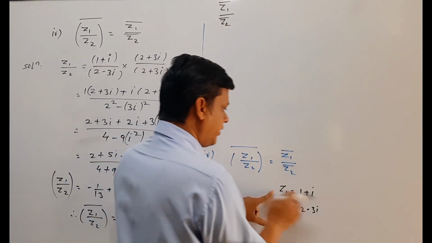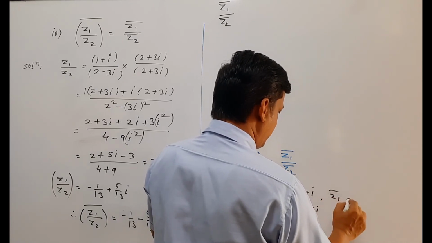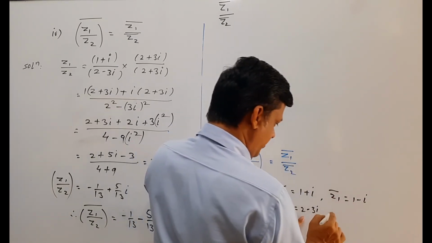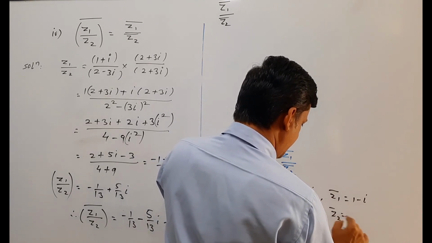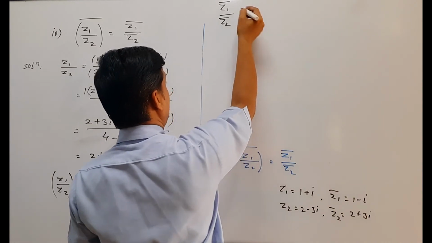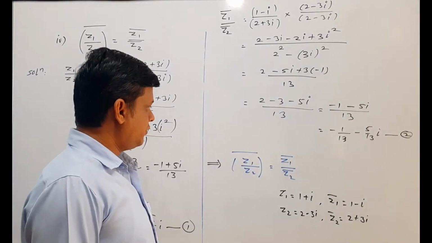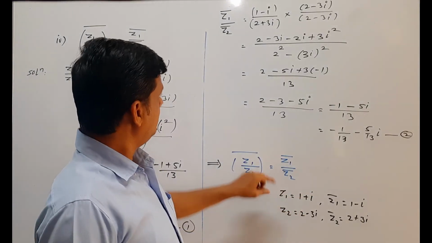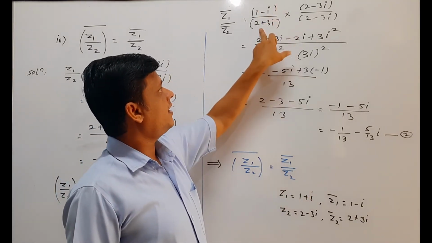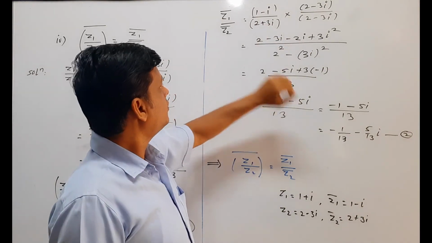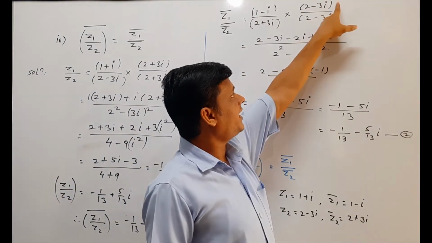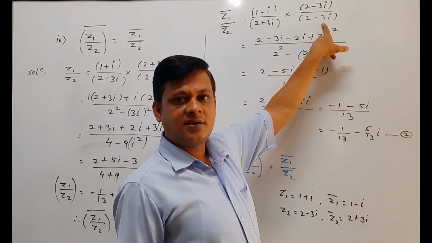We have z1 equals 1 plus i, so the conjugate of z1 is 1 minus i. z2 equals 2 minus 3i, so the conjugate of z2 is 2 plus 3i. So we substitute the conjugate of z1 and the conjugate of z2. So 1 minus i upon 2 plus 3i. So we take the conjugate of 2 plus 3i and write it as 2 minus 3i upon 2 minus 3i.